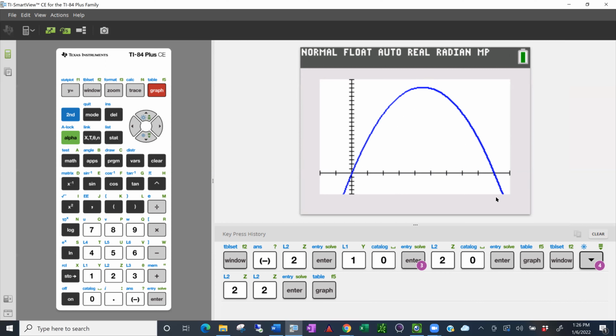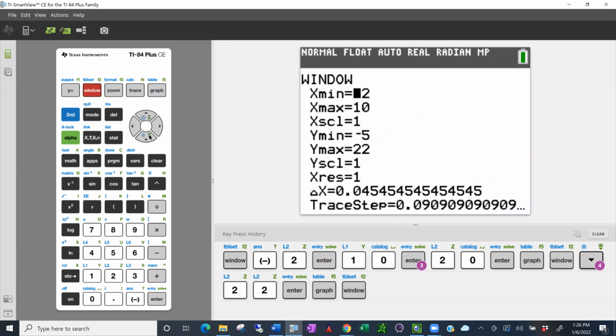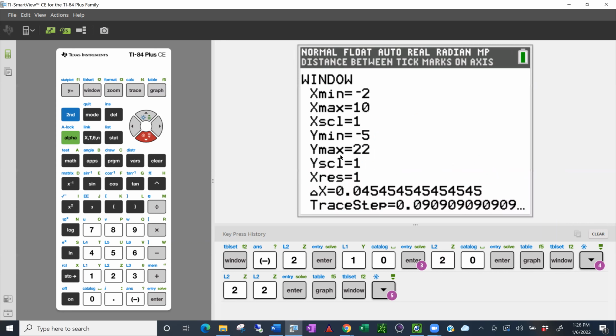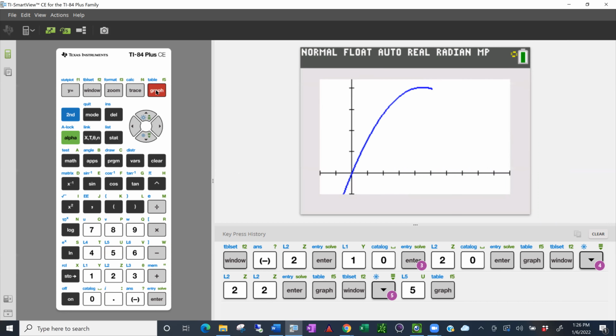Now, there are a couple things that we can refine here a little bit. For instance, on the y-axis, there's a lot of tick marks. And if you had to count and figure out roughly how high that is, it would be kind of a pain. So let's go over to our window key and adjust what's called Y scale. This tells you how far apart the tick marks are on the y-axis. And I'm going to make that a 5. So let's make that a 5 and go back and hit the graph key.